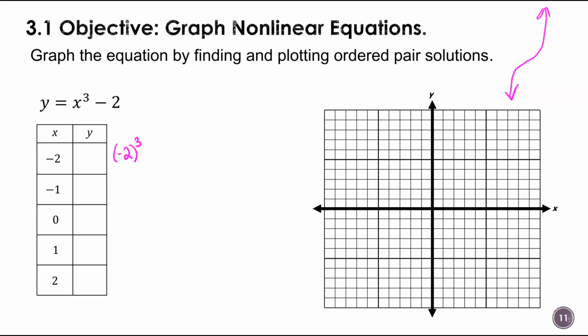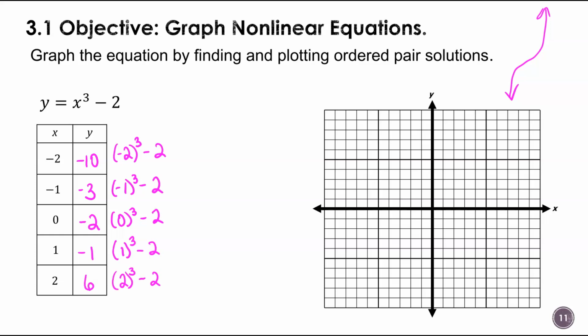So -2 to the third power is -8, and so this is going to be a -10, sorry. And then -1 to the third is -1, and then subtract 2, so -1 minus 2 is -3. 0 to any power is still 0, so that's a -2. 1 cubed, not squared, is 1, and 1 minus 2 is -1. 2 to the third power is 8. 8 minus 2 is 6.